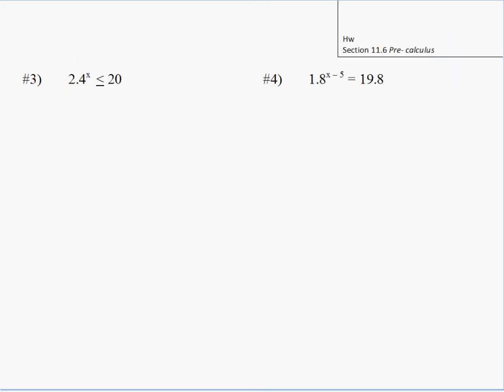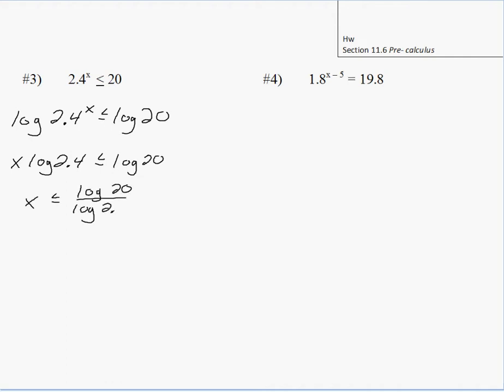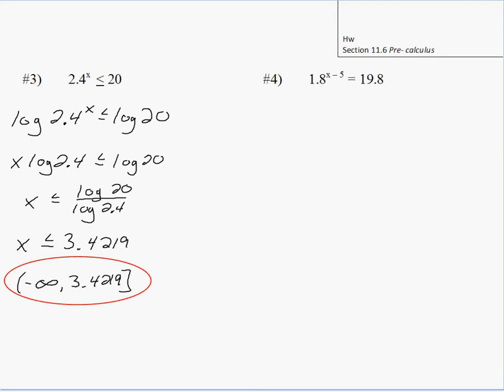Number 3 is slightly different. It's an inequality. However, solving it is the same. You just have to check your work at the end. If you log both sides, move your exponent to be a coefficient using the power property. Divide both sides by log of 2.4. Gives you x is less than or equal to 3.4219. In interval notation, which is what you have to use for inequalities, you get negative infinity to 3.4219, including that number. That's why there's a bracket.